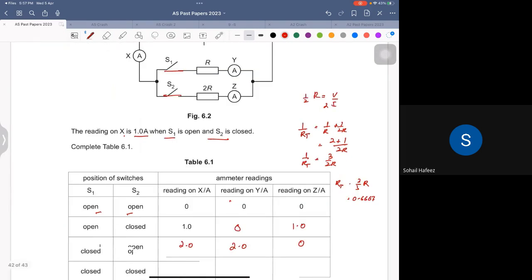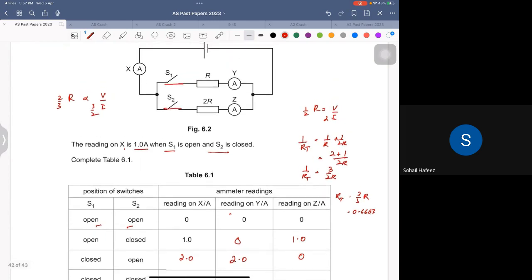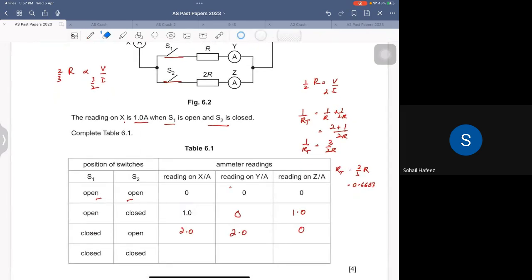0.6667. So we're going to use the same ratio. If the resistance is now 2 by 3, what will be the current? Current will be 3 by 2. Why do I know this? Because they're inversely proportional, right? So if the current initially was 1, right?